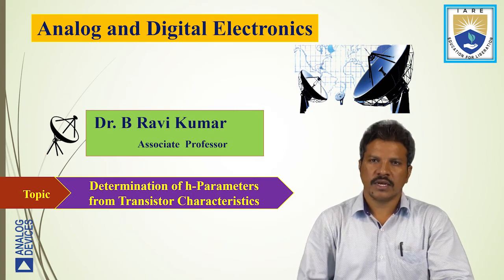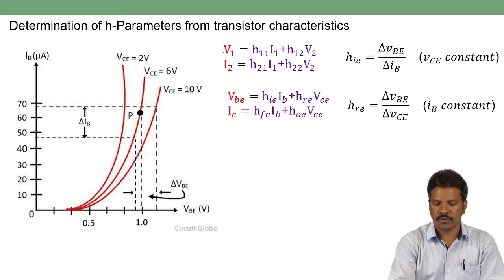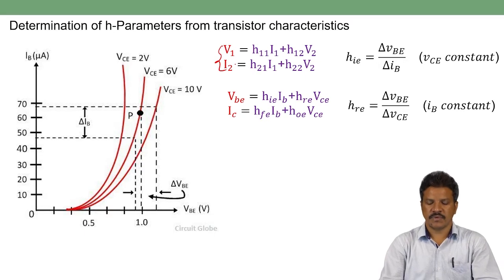So as we know that the basic fundamental formula for a H parameter, which are called V1 and I2 dependent variables. V1 is equal to H11 I1 plus H12 V2. I2 is equal to H21 I1 plus H22 V2. So these two equations are called the H parameter equations.